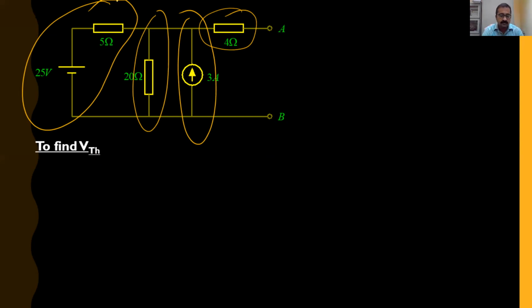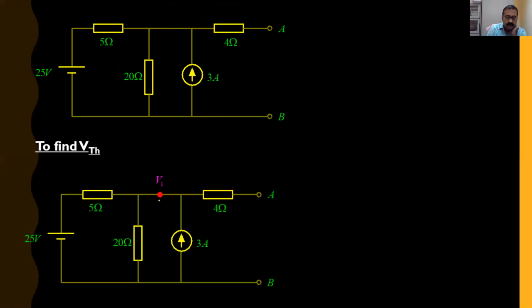So we have to calculate the open circuit voltage. You can use any method, so let me apply the nodal method. If this is the principal node having a nodal voltage V1, how can I write the nodal equation? The current through 5 ohm will be (V1 minus 25) by 5, plus the current through 20 ohm, V1 by 20, and 3 amperes entering. The sum of currents leaving must be equal to the sum of currents entering, from which V1 can be found out.